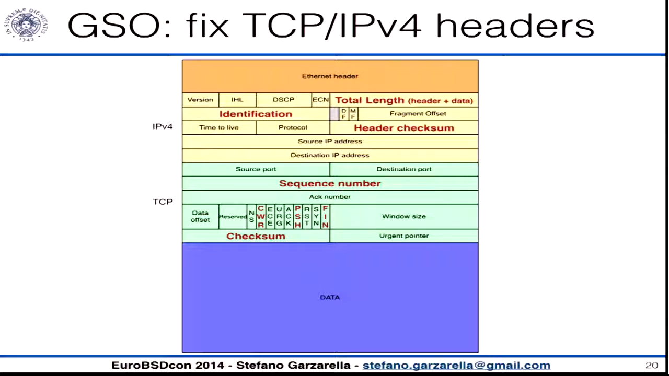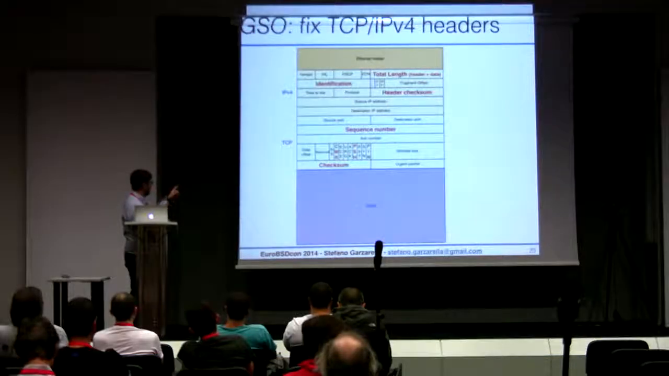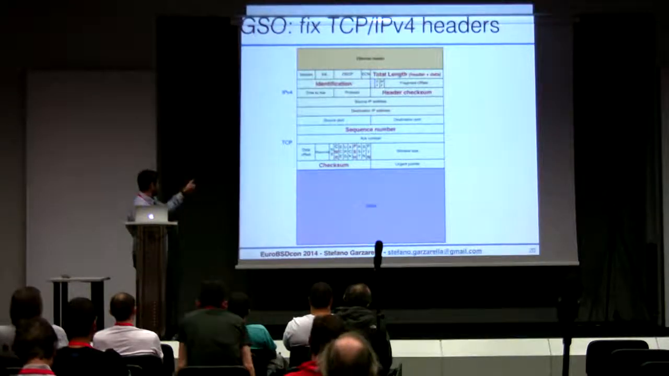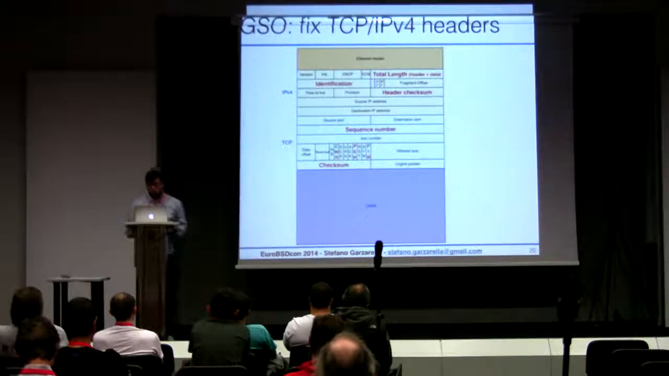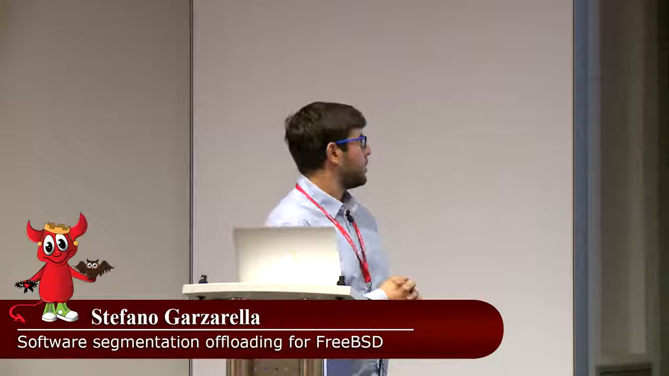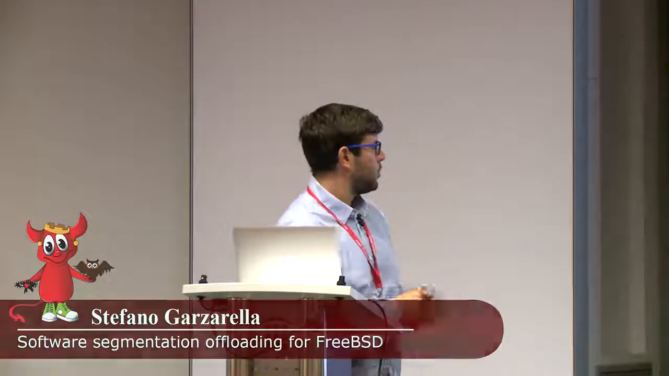Some flags are only set in the first segment, for example CWR, and other flags only in the last segment, push and FIN. And we will recalculate the TCP checksum if the hardware is not capable. For TCP on IP version 6, the changes in the TCP header are the same. In the IP header, there is only the payload length that contains the length of this segment.